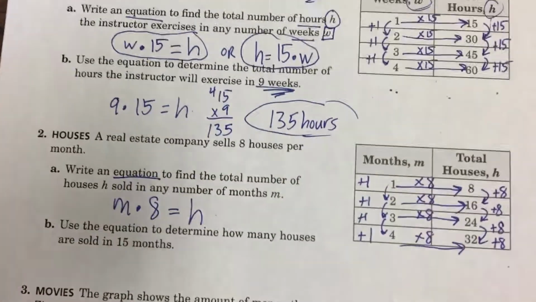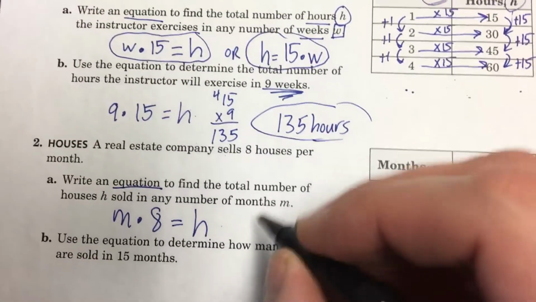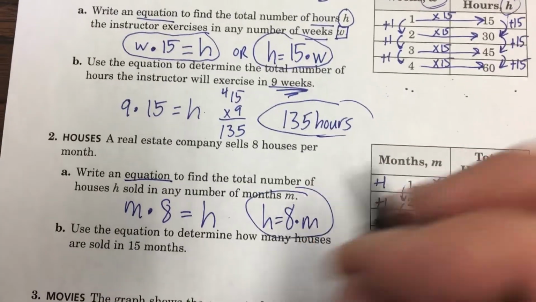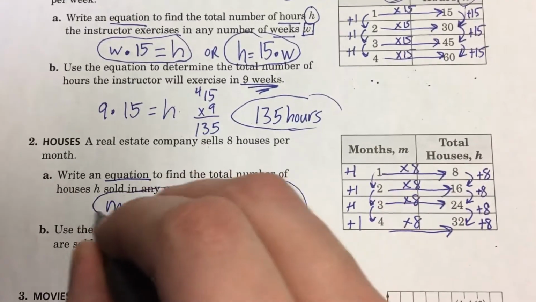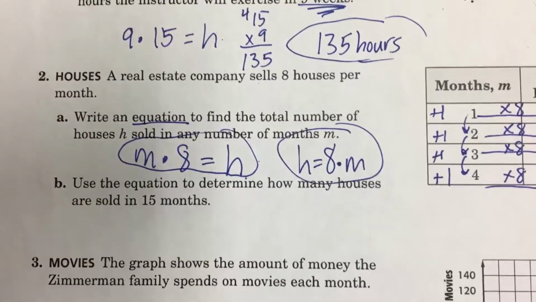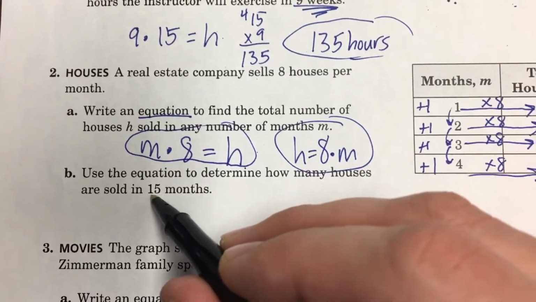Equal sign, you have to have an equal sign. If they say equation, you've got to have an equal sign in there. M times 8 equals H. Or if that looks backwards to you, you could do this. And you really don't have to put the dot in there. You could just put 8M, but I like to put the dot just to remind me it's multiplying. Okay, there you go. Now that I have the formula, I can use that equation to figure out any number of months. And look, they asked for 15.